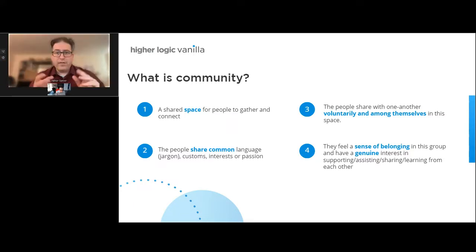And then finally, and I think the most important essence, and like I said, all these items are important, is that there's a sense of belonging. So in this group, if you were to say to them, hey, are you part of this group? Does this group exist? Then they're able to say, yes, I'm part of this community. There's a self-awareness, and they have that genuine interest in sharing and learning and assisting one another. So when something meets these 4 criteria, we're talking about a space which is a community.